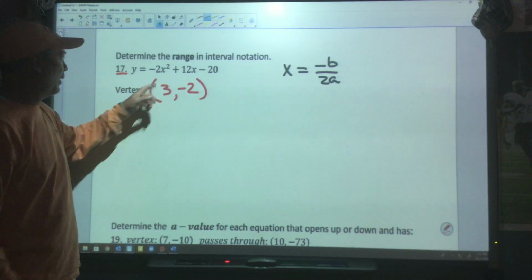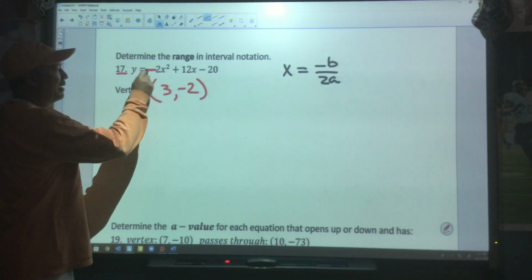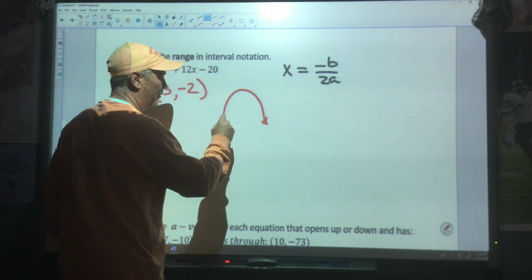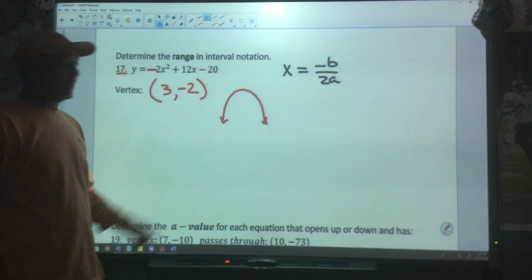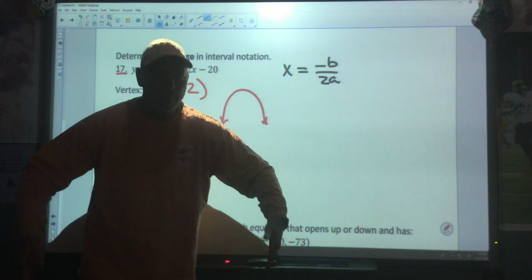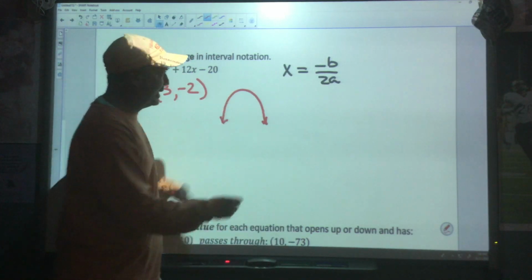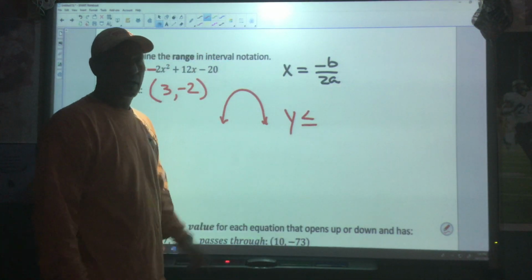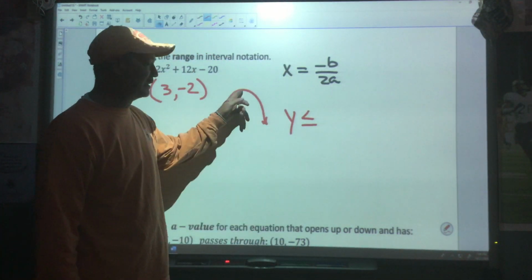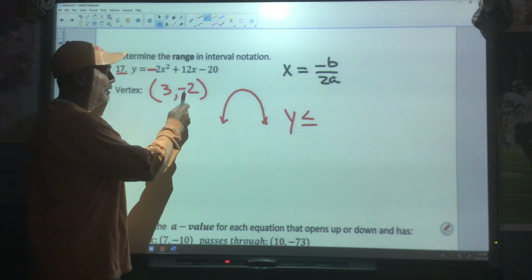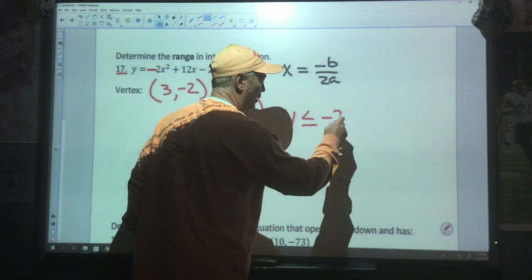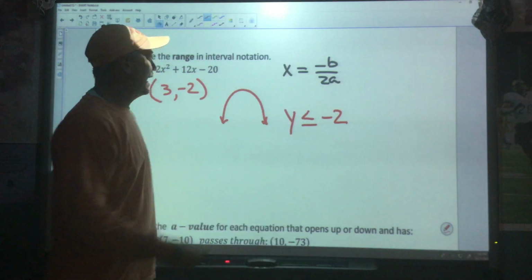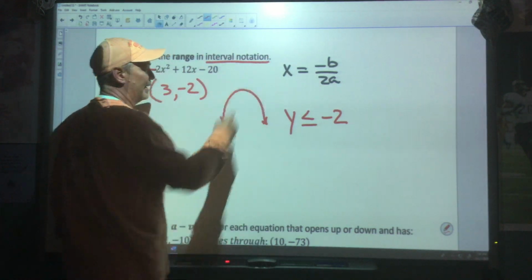Because that is a negative, my graph is opening downward. If it's opening downward, that means my y values are going down, my y values are getting lesser. And what is that y value, that maximum value? That maximum value is negative 2. There's your range, but that's as an inequality. I need it in interval notation.